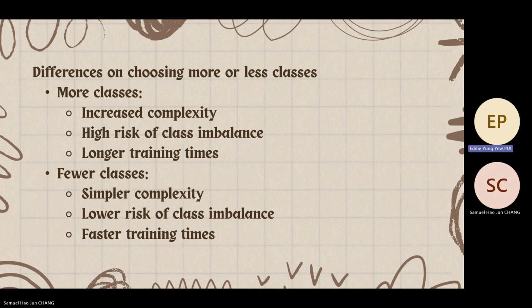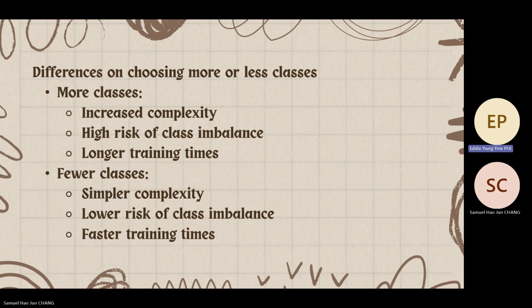So there will be a difference in choosing more or fewer classes. First, if we choose more classes, the model needs to learn more, which will increase complexity, as the model needs to learn more classes and define the difference between the classes. Besides that, there will be a high risk of class imbalance, as there might not be enough samples to have the same amount of data among all the classes. Other than that, it also means longer training time, as the model needs more time to differentiate all the classes.